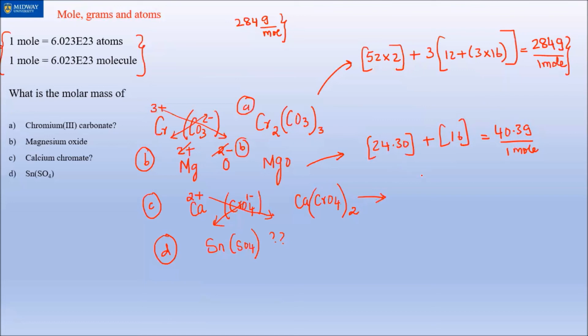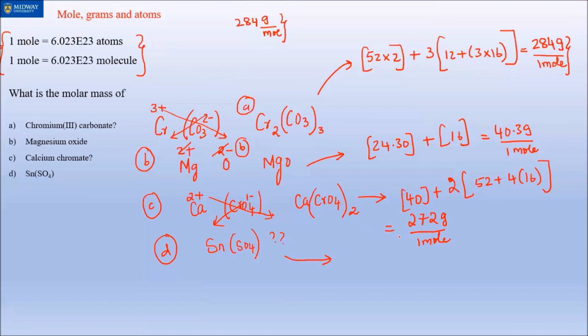Similarly, calcium is 40. Again, I'm rounding off, just 40, plus 2 times chromium is again 52, plus 4 times 16 for oxygen. So let's add this up. So it's 64 plus 52 times 2 plus 40, which is 272 grams over 1 mole. Please write it this way. Like I said, you're doing yourself a favor by learning this way versus that. All right, let's move on.